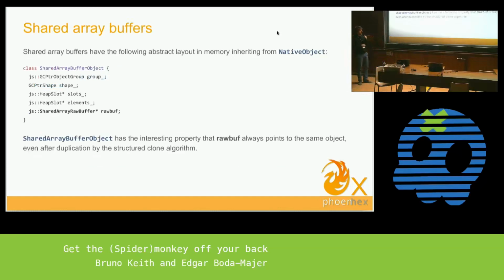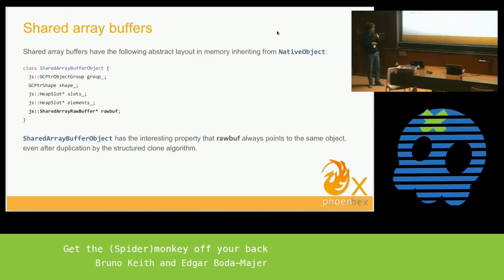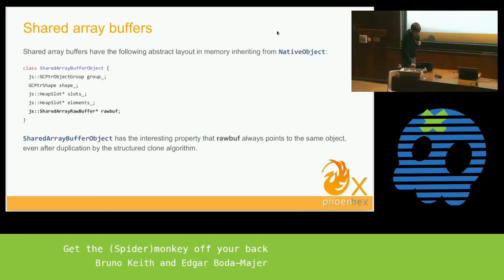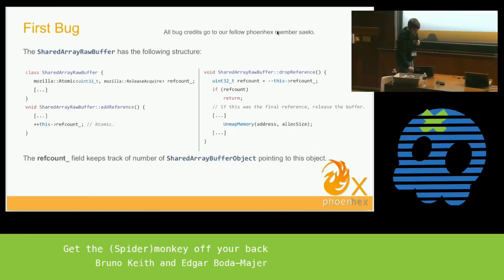But if you look at shared array buffers, they look like this in memory. They have the four members that we have already seen in the introduction, and they have this shared array raw buffer pointer. When you send the shared array buffer object via postMessage, the structured clone algorithm will actually not clone this shared array raw buffer. So the new instance of the shared array buffer will still point to the same raw buffer, so to the same raw memory. And that's all we need to know basically to find the bug.